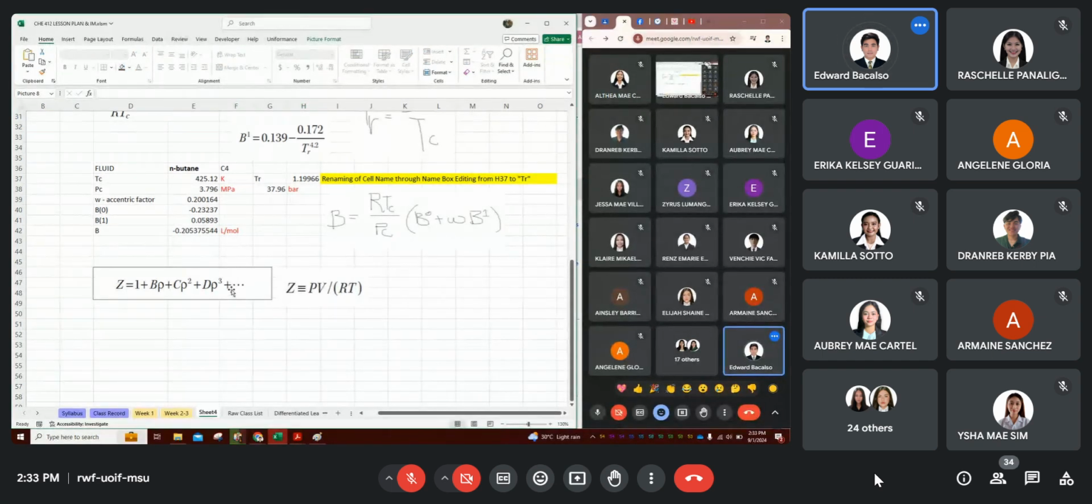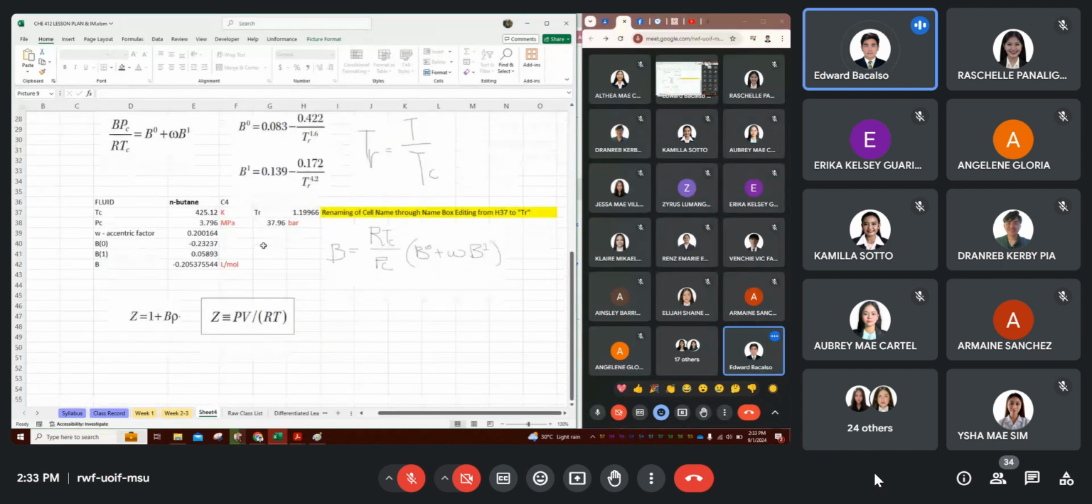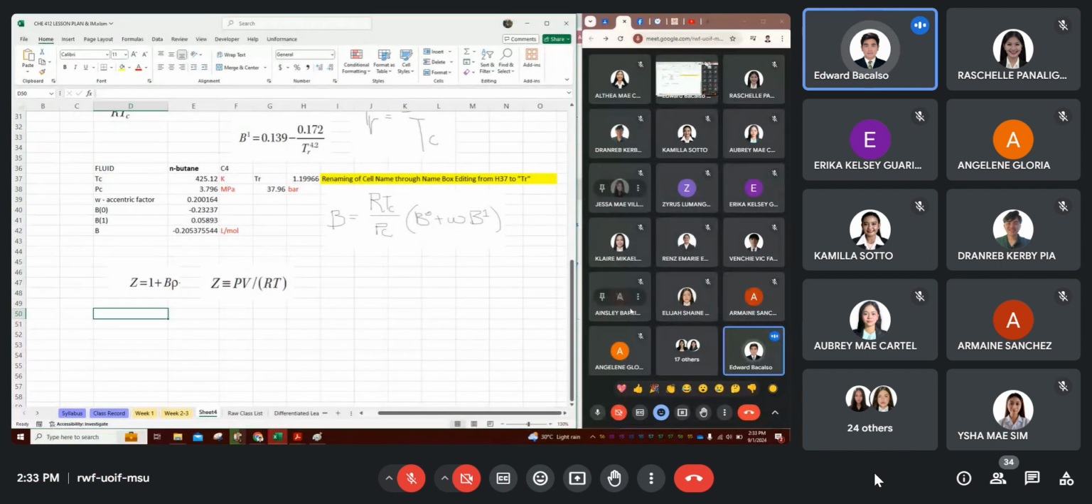And then, since we're computing only using B, itatrancate natin yung formula niya hanggang dyan lang. So Z equals 1 plus B density, which is also equal to PV over RT. Ayan. So before we proceed, may questions ba? Clear naman, follow, or hindi.